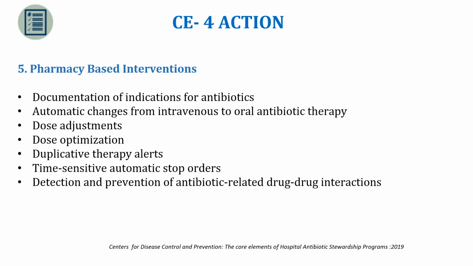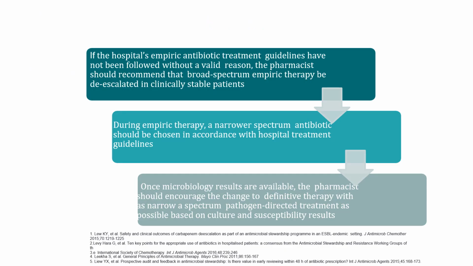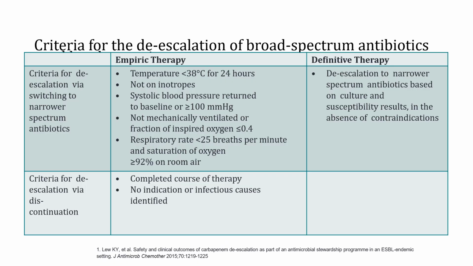Now, pharmacy-based intervention includes documentation of the antibiotic indication and automatic changes from IV to oral or broad to narrow, dose adjustment, dose optimization, duplicate alerts, time-sensitive stop orders, and detection and prevention of antibiotic errors. If the hospital's empirical treatment guidelines have not been followed without a valid reason, the pharmacist should recommend that broad-spectrum therapy be discontinued. With empirical therapy, narrow-spectrum antibiotics should be chosen in accordance with treatment guidelines. Once microbial results are available, the pharmacist should encourage the change to definitive therapy with as narrow-spectrum treatment as possible based on culture and sensitivity.